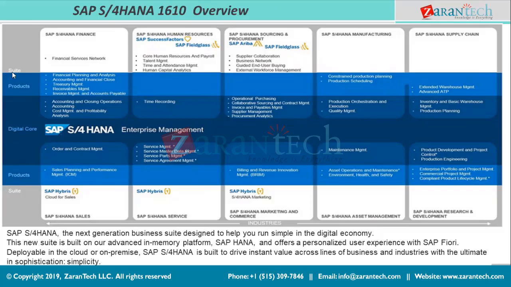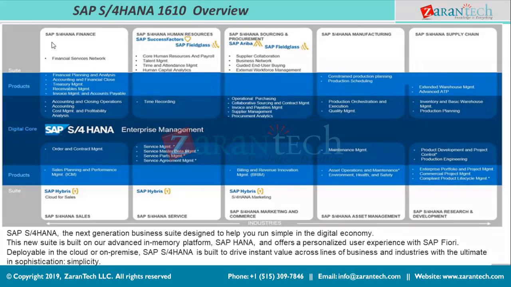In this digital core, we have SAP S/4HANA finance, SAP S/4HANA human resource, procurement, manufacturing, supply chain, and everything. But this is going to be called the traditional licensing mode. There are two licensing modes: perpetual license and the traditional licensing mode. If you want to start the journey with SAP S/4HANA as an on-premise, you have to take a license of each and every component with a different licensing mode.